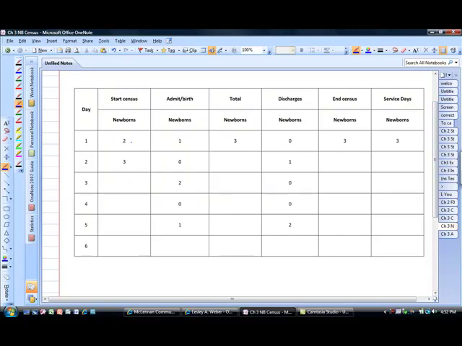We have 2 newborns in the nursery. You walk into the nursery, you see that there's 2 newborns. Let's say it's 12 midnight. Well, one is born. Shortly thereafter, you get a total of 3. None of the newborns are discharged, so your total is 3. Service days will be the same. You plug in a 3 right here. You take your ending census, and it is your start census for the next period of time, the next day.